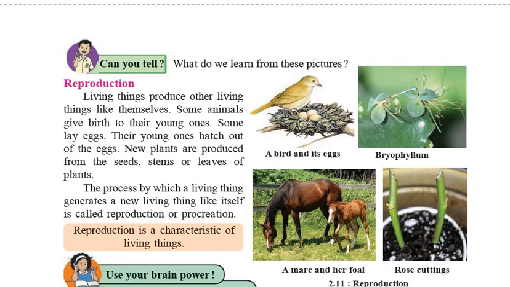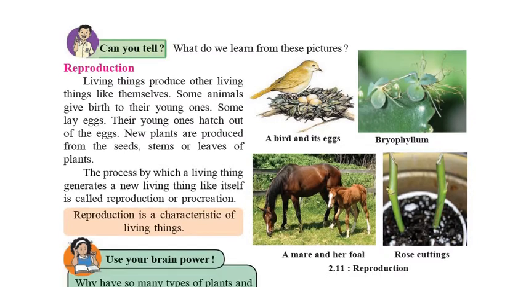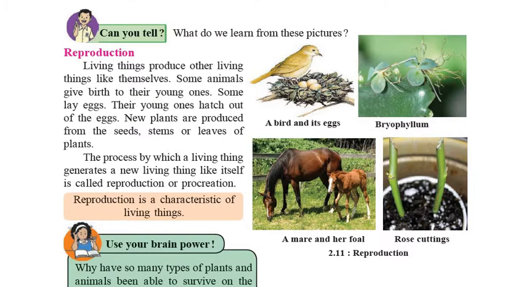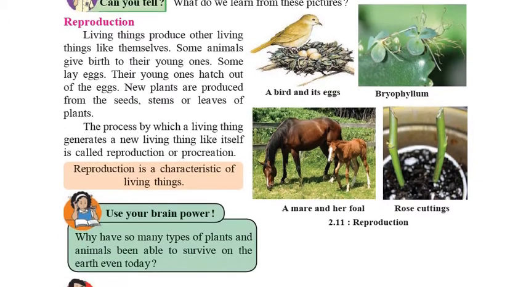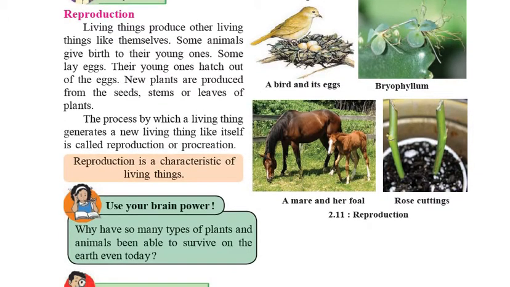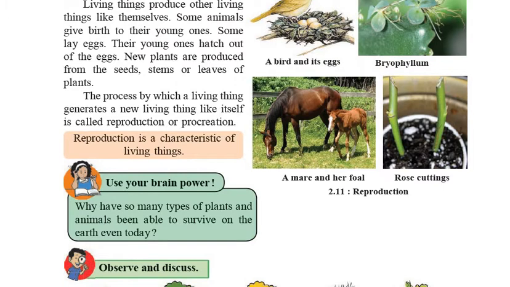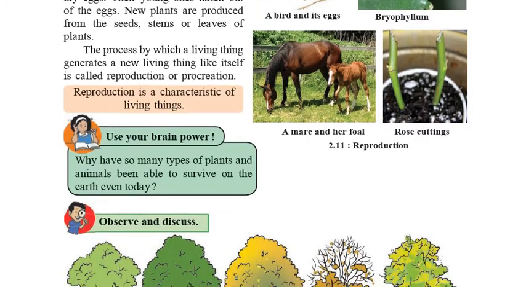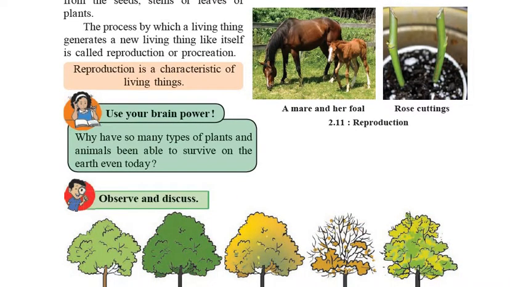Reproduction. Living things produce other living things like themselves. Some animals give birth to their young ones. Some lay eggs. Their young ones hatch out of the eggs. New plants are produced from the seeds, stem, or leaves of plants. The process by which a living thing generates a new living thing like itself is called reproduction or procreation. Reproduction is a characteristic of living things.